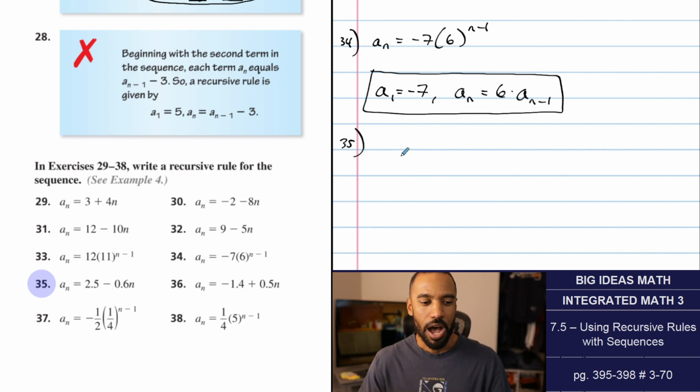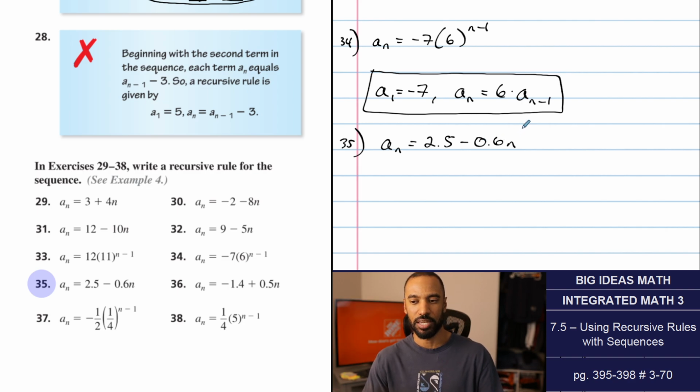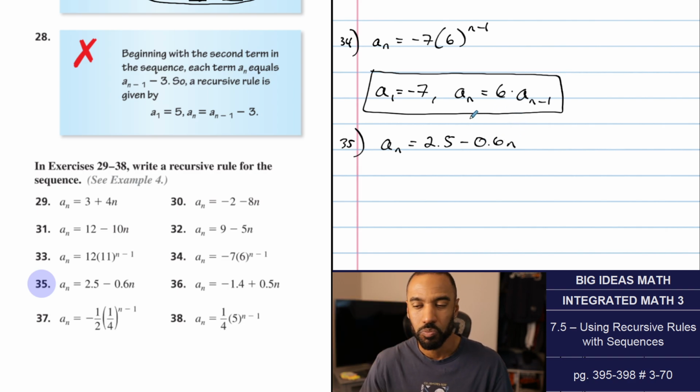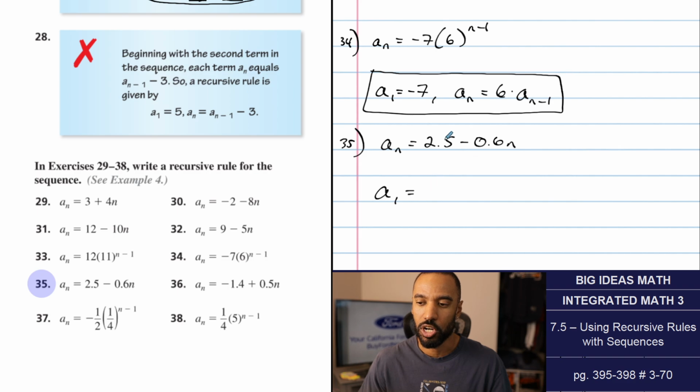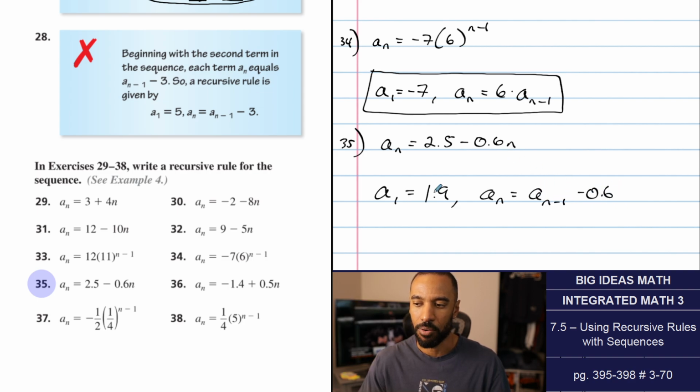They ran out of things to do. We're back to an arithmetic sequence again. Just because we have decimals makes no change in the kind of thing we're doing. Hey, what's 2.5 minus 0.6? 1.9? I agree. So the first term is 2.5 minus 0.6, which is 1.9. The next term is the previous term minus 0.6. That is our common difference.